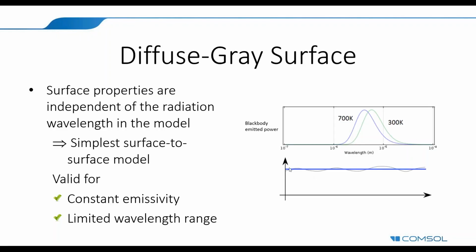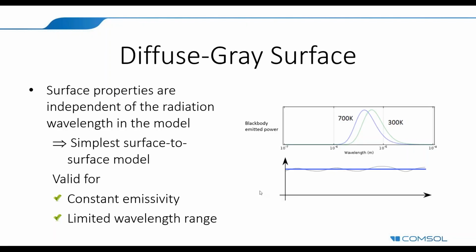So here I plotted a curve that is almost constant, and so it's, for example, the emissivity as a function of wavelength. So in this case, it looks safe to approximate the small variation by a constant value for all wavelengths. So in this case, you can use the gray surface model and assume that all the surface properties are constant.